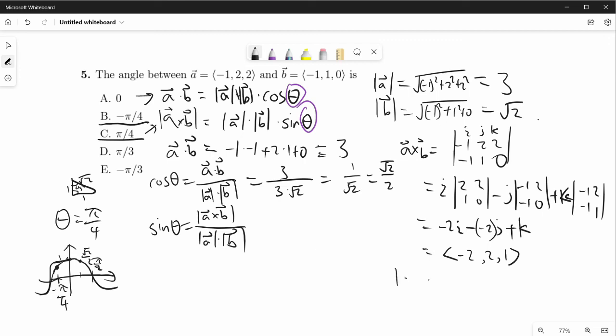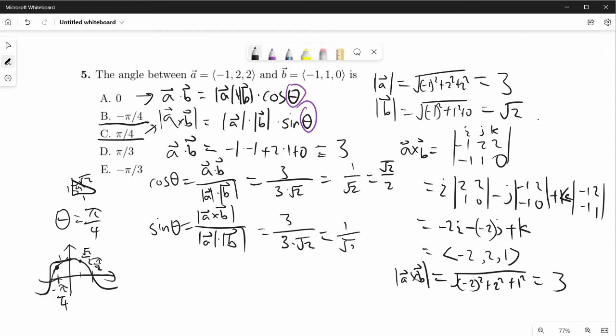So we want the length of this. The length would be, plus 2 squared plus 1 squared, which is 9. Same thing up here, sort of. And root 9 is 3. So again, plugging that in, we have 1 over root 2 again. It's the same triangle, so theta is 45, which is pi over 4.